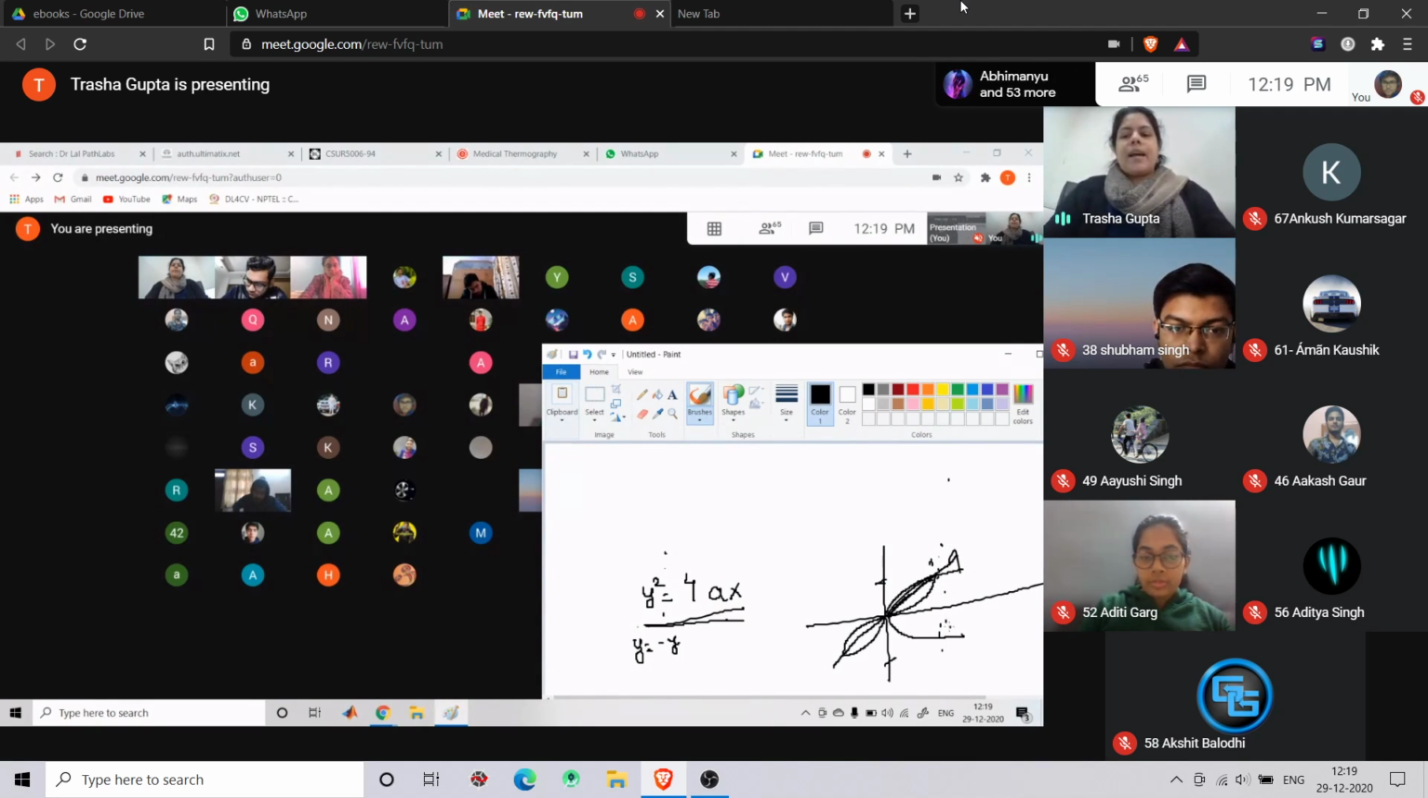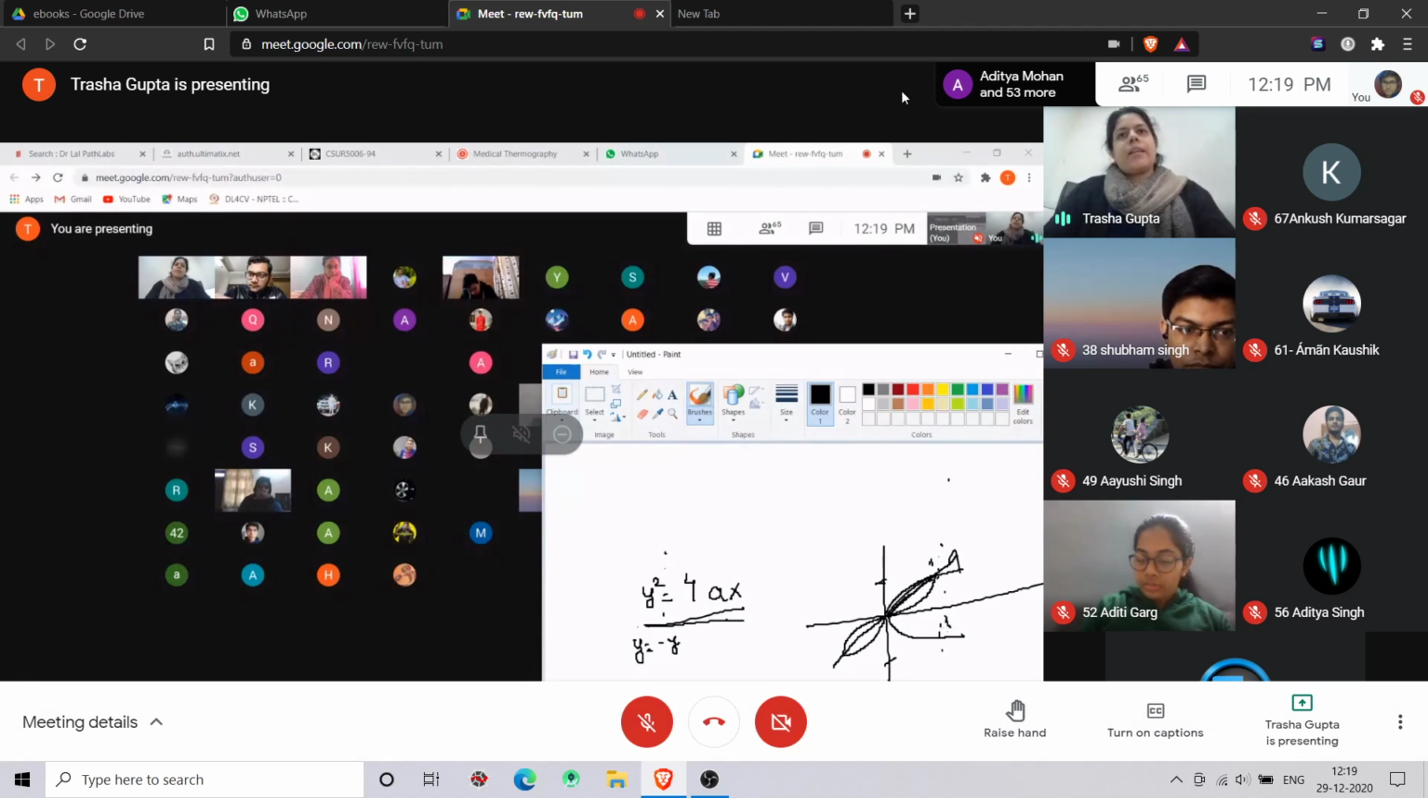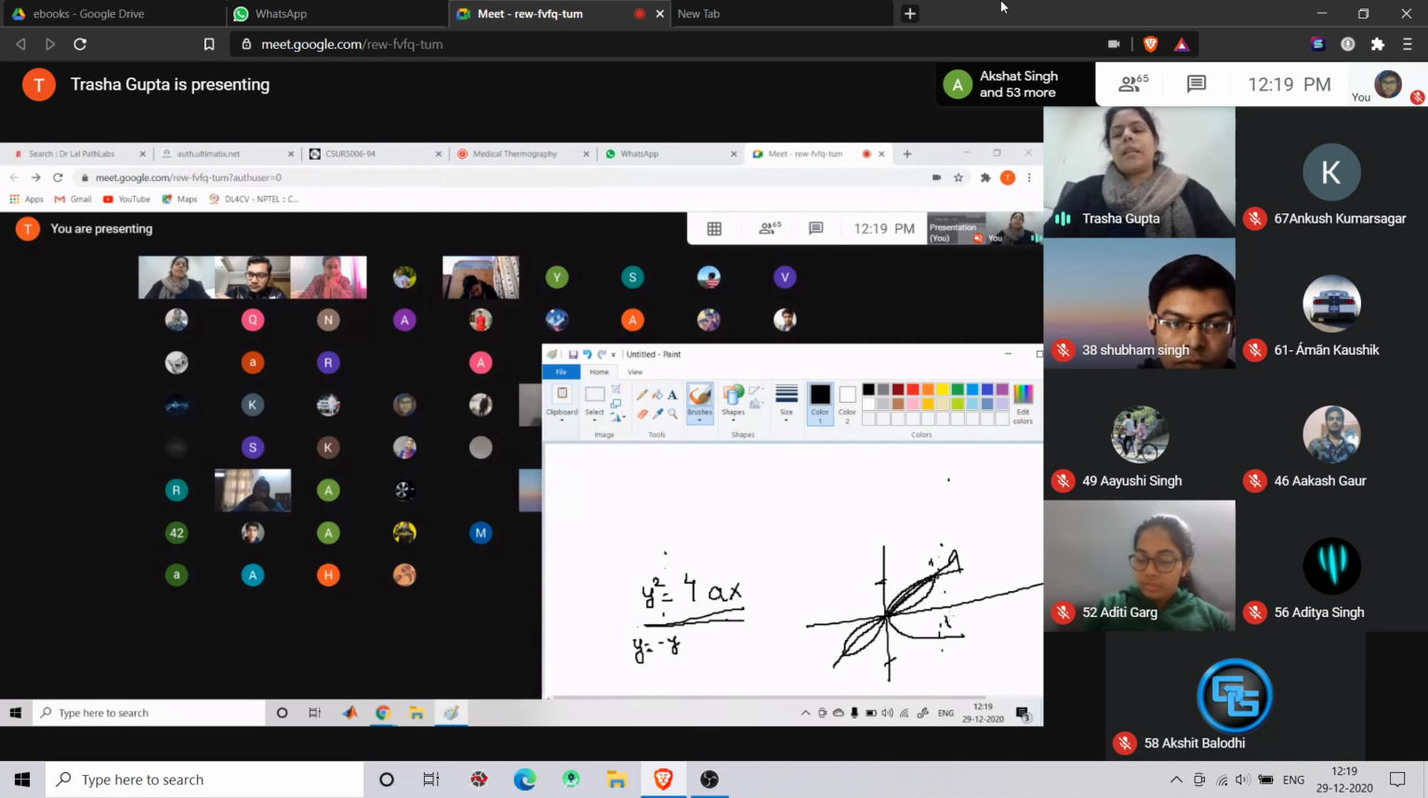So we can say that if we have even powers of x, then the curve is symmetric about y-axis, and if we have even powers of y, then the curve is symmetric about x-axis. तो अगर हम y को माइनस y कर देंगे इन केस ऑफ सिमेट्रिक अबाउट x एक्सिस, एंड अगर हम x को माइनस x कर देंगे इन केस ऑफ being symmetric about y axis.